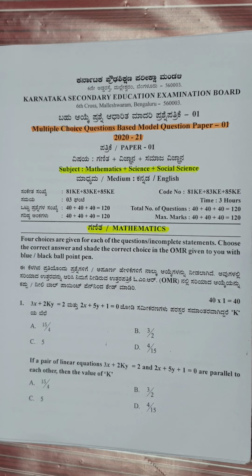Dear students, from this channel we have solved all the 40 questions from the science part in the previous videos. So this is the video where we will be solving the multiple choice questions from the mathematics part. We all know that mathematics questions will start from question number 1 to 40, 41 to 80 would be science, and 81 to 120 would be social science.